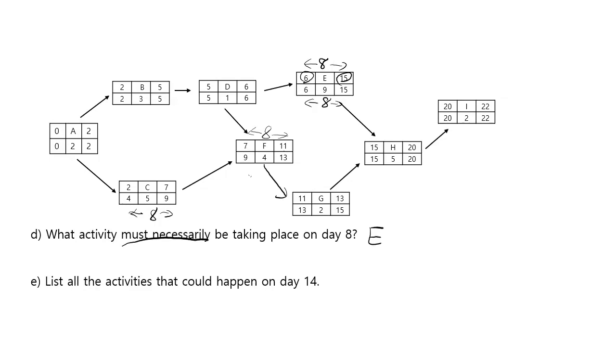Now list all the activities that could happen on day 14. Okay, let's look. 14 is here, and also 14 is here. 14 is included in both of them, and I don't see any other numbers that include 14. So E must happen. On the other hand, G may be taking place, or may not be. So E and G are the activities that could take place on day 14.